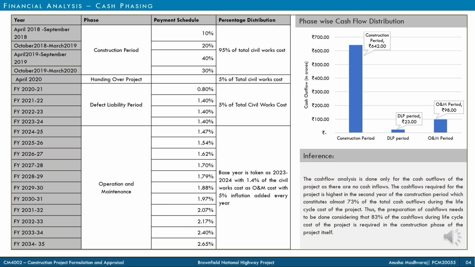The 5% of maintenance cost during the DLP period is distributed as 0.8% for the first year and 1.4% for the other 3 years. The operation and maintenance cost post DLP period is assumed to increase 5% compounded annually, and it is observed that the second year of construction phase requires a very high amount of cash outflows, which constitute almost 73% of the total cash outflows.